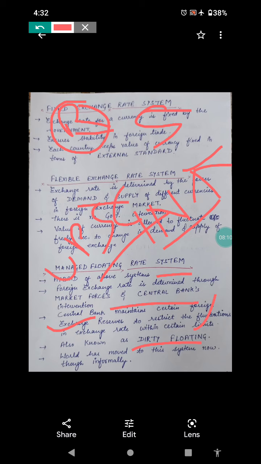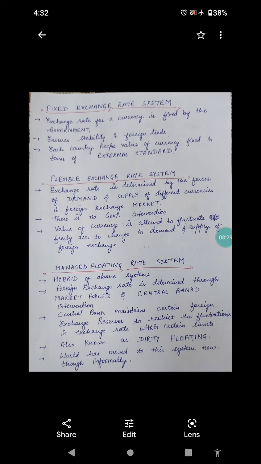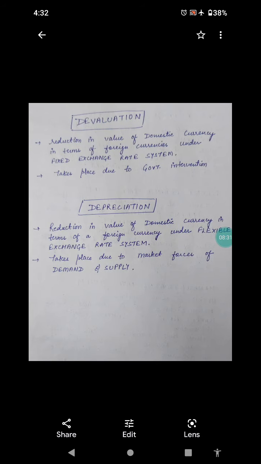Okay, now the world has moved to this system, but informally. See, actually in the world we are having this fixed exchange rate system, but still the countries are just moving towards this managed floating rate system, without any international agreement or something, in an informal manner, but they are moving towards it.